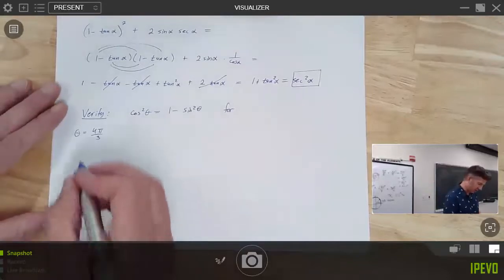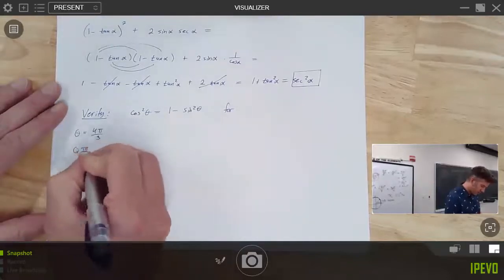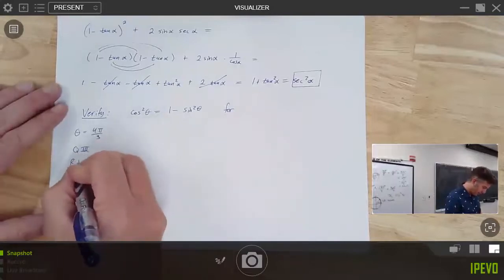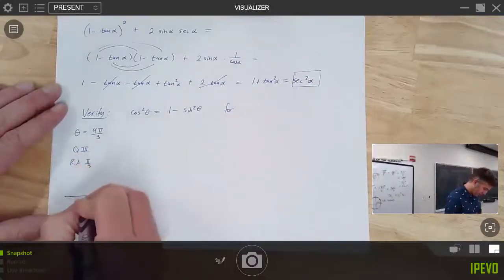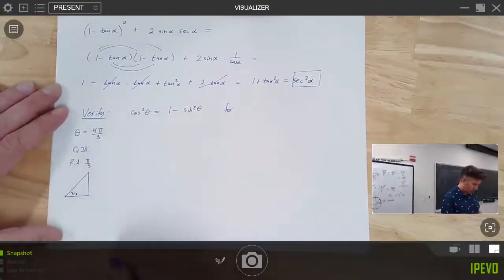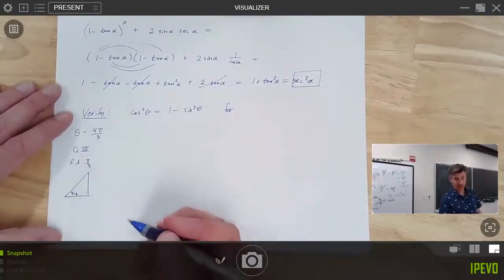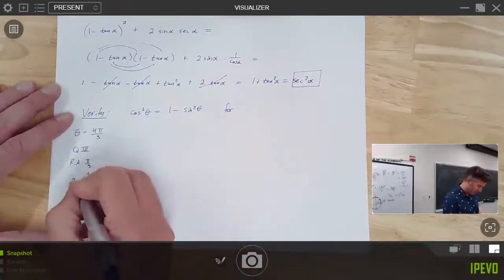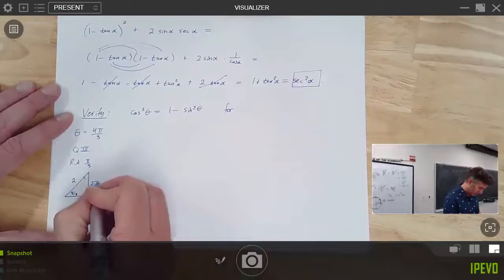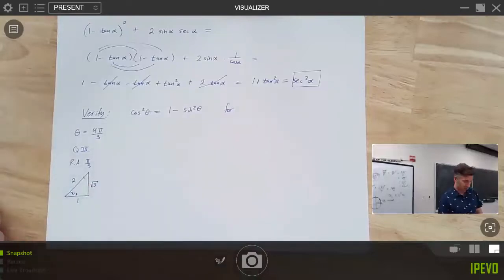So the quadrant is definitely quadrant 3, right? Because pi over 3 is in quadrant 1, 2 pi over 3 is in quadrant 2, 3 pi over 3 isn't in any quadrant, it's pi, a quadrantal angle, but 4 pi over 3 is in quadrant 3. And the reference angle is, of course, pi over 3. We know that pi over 3 is the middle-sized angle, 60 degrees. The hypotenuse is 2. The smallest angle is 30 degrees, or pi over 6, and its opposite side is 1. The middle side has a value of root 3.